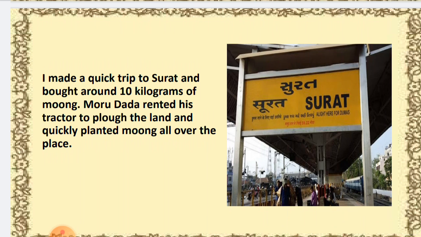So as Moru Dada advised him to have green grams yield crop, immediately writer went to Surat and he brought those good seeds. And after coming back, Moru Dada, that owner of that land, means the person who sold his land to writer, rented his tractor to plow the land and quickly planted moong all over the place.